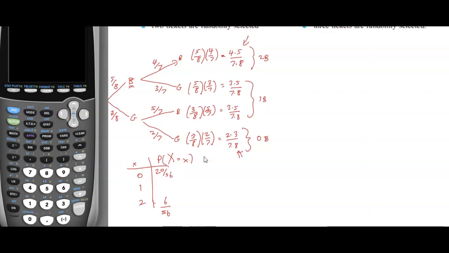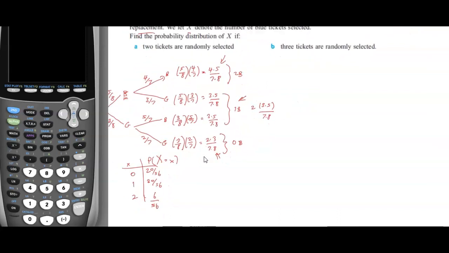And the probability of getting 1 blue is these 2 probabilities added together. So it would be 2 times 3 times 5 over 7 times 8. So that would be 3 times 5 is 15, times 2 is 30 on top, and 7 times 8 on the bottom. You can kind of check to make sure everything's okay by adding up all the numerators. 20 plus 30 plus 6 gives you 56. So the probability of any one of these things happening is 56 over 56, 1. Perfect.